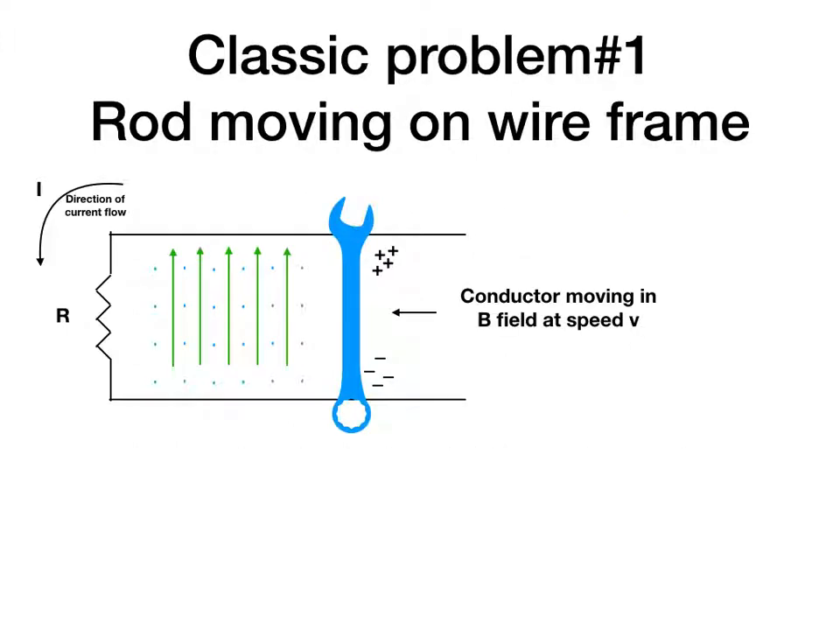So let's start by solving some classical problems. First of all, let's look at a rod which is moving on a wire frame. The frame is not moving relative to the magnetic field. The rod is the only moving object here.